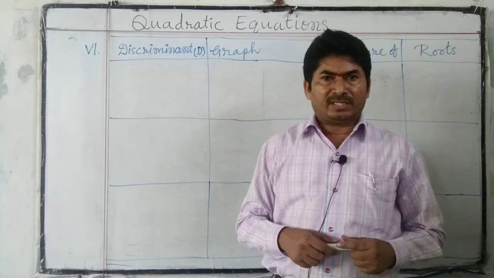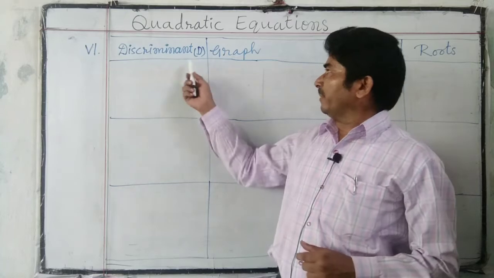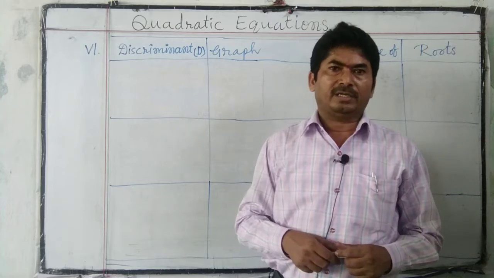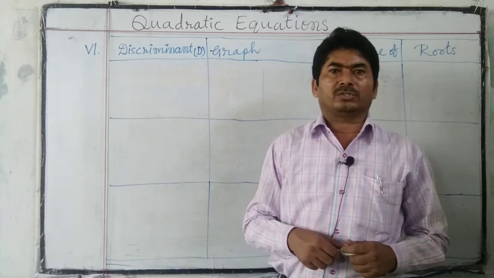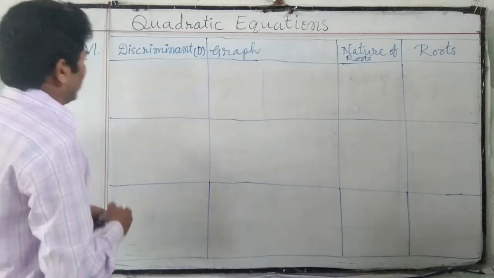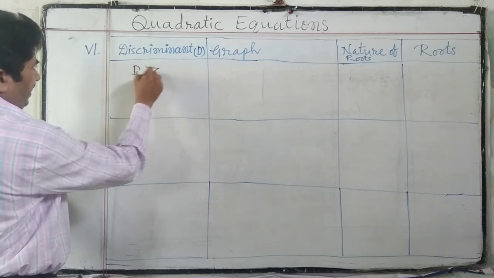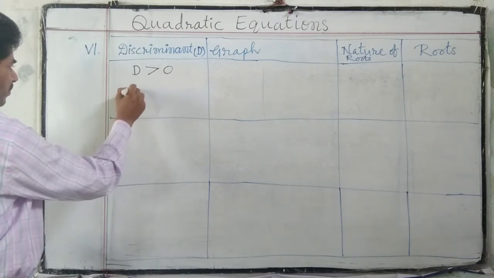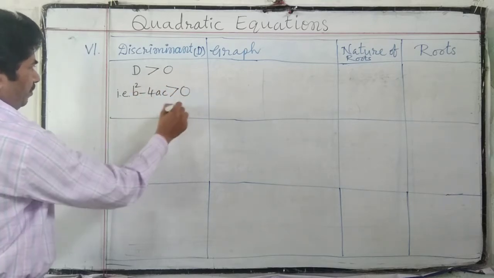Discriminant. What is discriminant? b square minus 4ac is called the discriminant of the quadratic equation ax square plus bx plus c is equal to 0. The discriminant tells us the nature of the roots. It is denoted by the letter D. Case one, discriminant D is greater than 0. That is, b square minus 4ac is greater than 0.